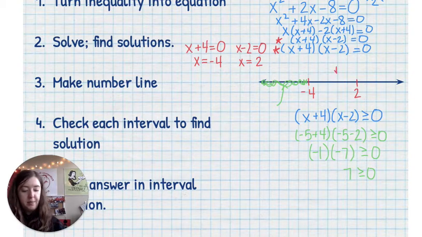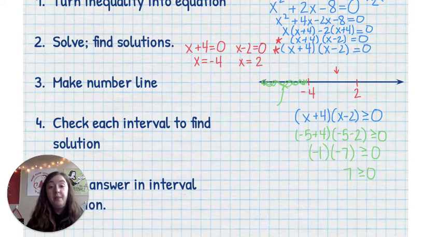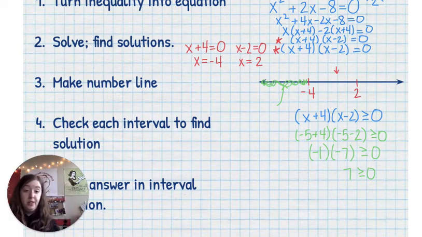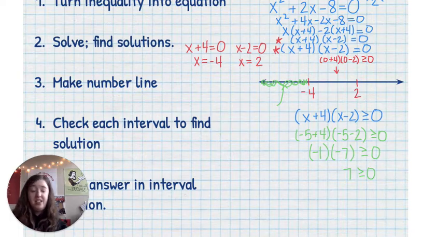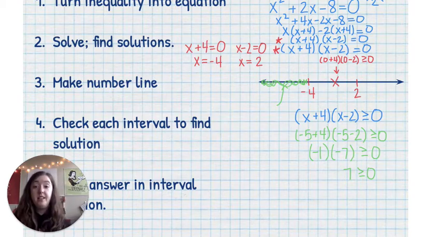Now I'm going to test a part in the middle. The easiest number to plug in between negative 4 and 2 is 0. So let's plug in 0. 0 plus 4 times 0 minus 2. Is that greater than or equal to 0? Well, that's positive 4 times negative 2, which is negative 8. Is that greater than or equal to 0? No. So this spot in the middle is not going to be part of my solution.